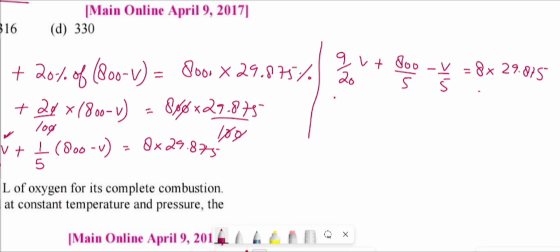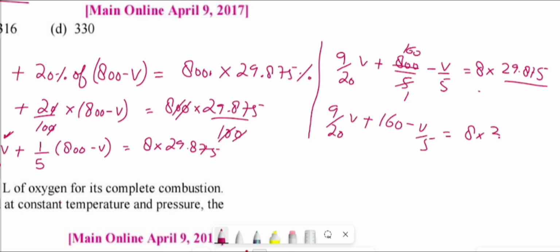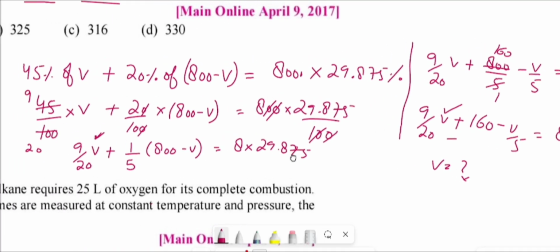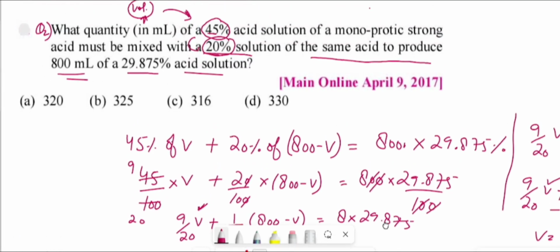So what would be further here? 9 by 20 V plus, what is 800 by 5? That is 5 ones are 5, 5 16s are 80, so it will be 160. 9 by 20 V plus 160 minus V by 5 is equal to 8 into, and you can replace 29.875 with 30 also. So you can easily solve this question and get the value of V. Once you find the value of V, match it with the correct option that has been asked right here.